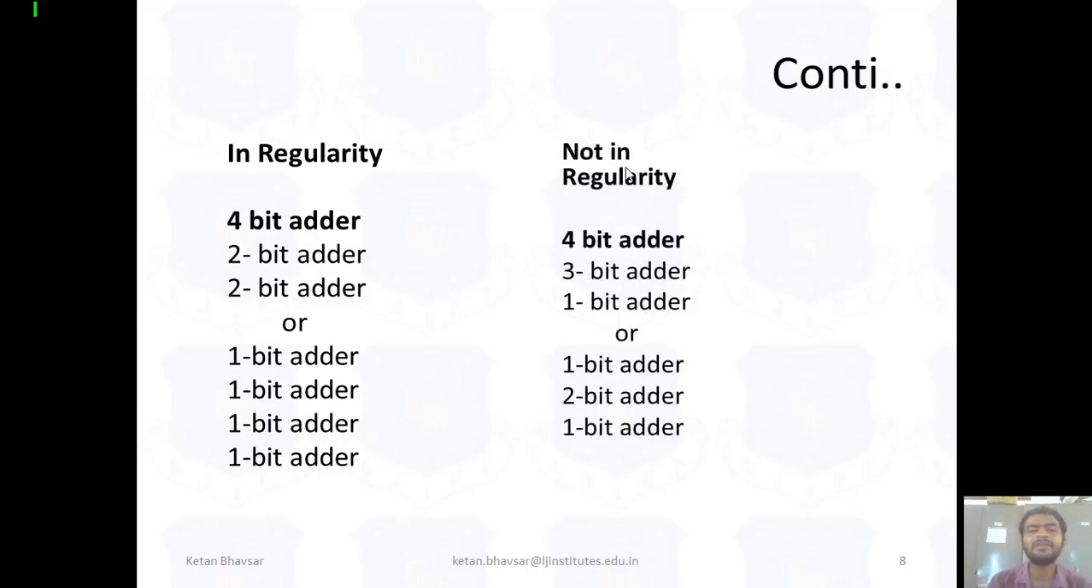Irregularity means what? Suppose you have to design a 4-bit adder, you cannot implement a 3-bit adder and a 1-bit adder, because it's not in a linear way. So it's not in a regular manner. Or you cannot implement a 2-bit adder and 1-bit adder, 1-bit adder separately, because it's not in a regular manner. So what exactly is regularity?